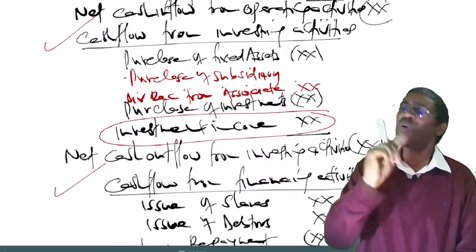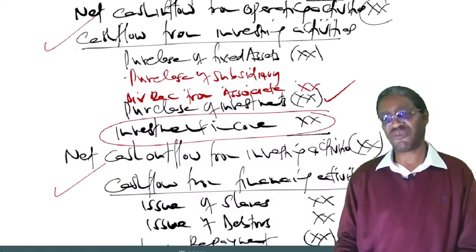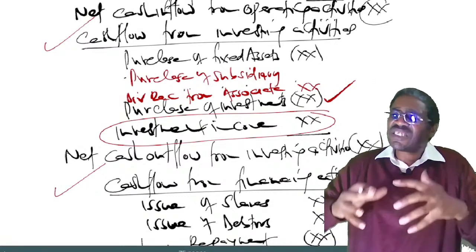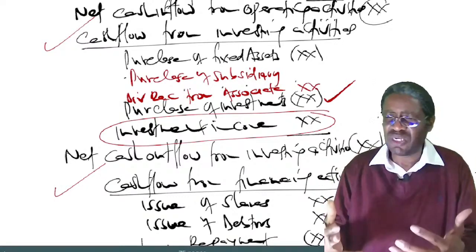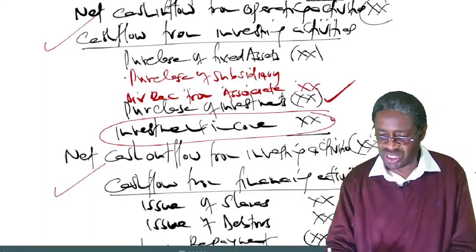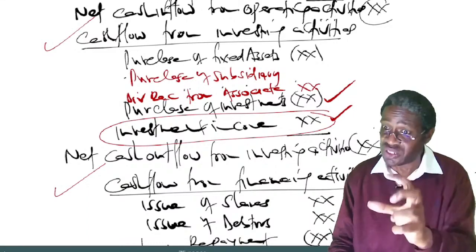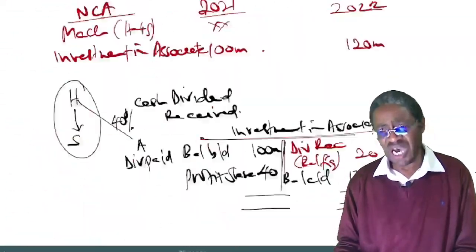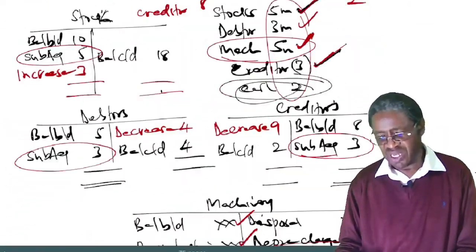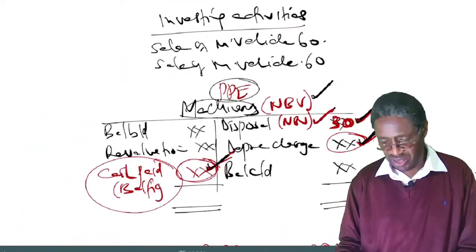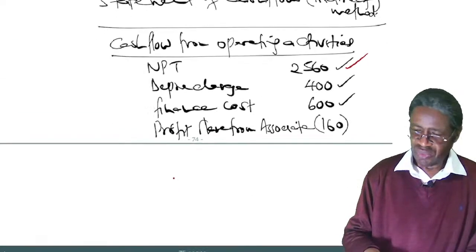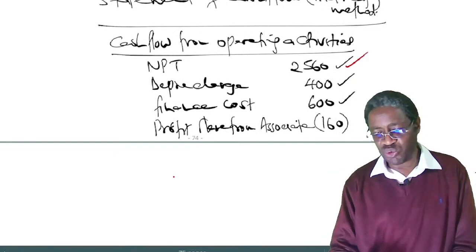So we said, when you purchase a fixed asset, or when you purchase an investment, it's an investing activity. And when that investment that you have purchased gives you income, that investment income should also be classified as an investing activity. Now, from this question, we have in our income statement investment income of how much? 200 million. Get the point now? Yes, that 200 million is part of 2560.